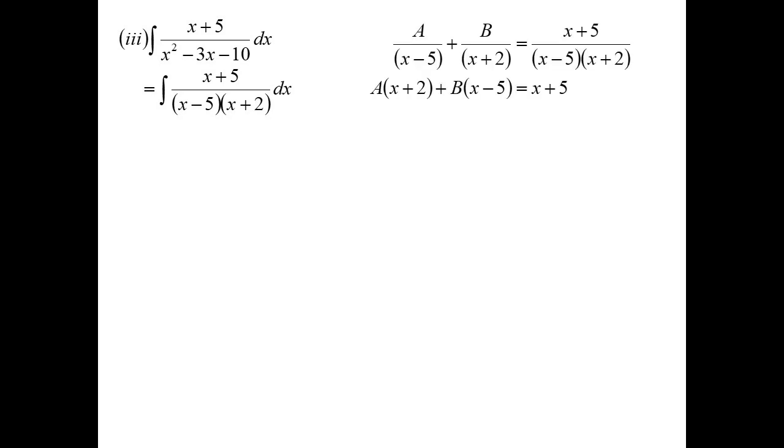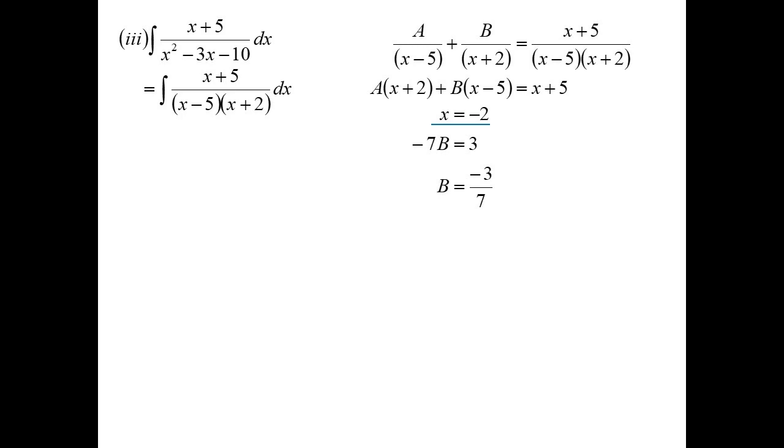Okay, let's go for a quadratic denominator. x squared minus 3x minus 10. Does that factorise nicely? Multiply together to give negative 10, add together to give negative 3. Of course, 2 and 5, yeah. There you go. So we'll set it up. Okay, good. Let's use clever substitution.